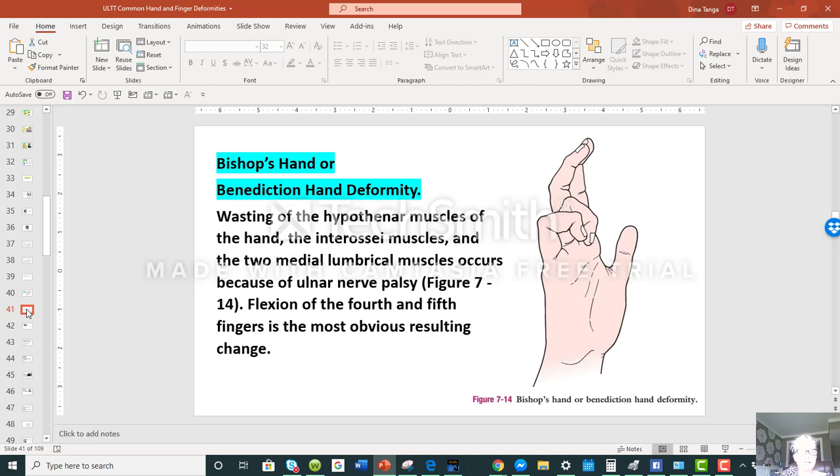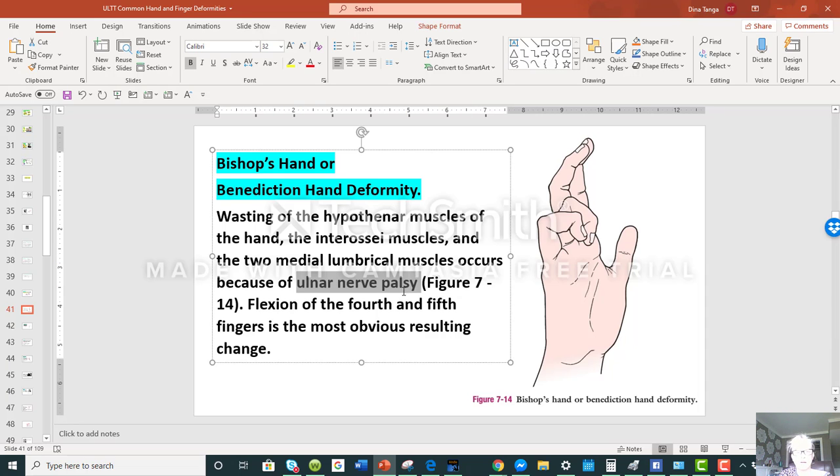Bishop's hand or benediction hand deformity, wasting of the hypothenar muscles of the hand, right here, the interosseous muscles, and the two medial lumbrical muscles occurs because of ulnar nerve palsy. Flexion of the fourth and fifth fingers is the most obvious resulting change.